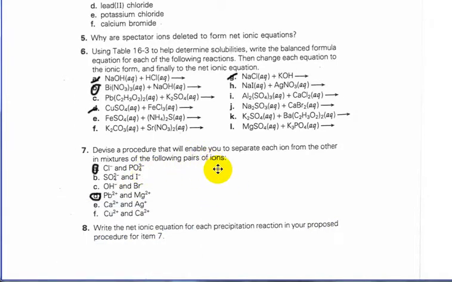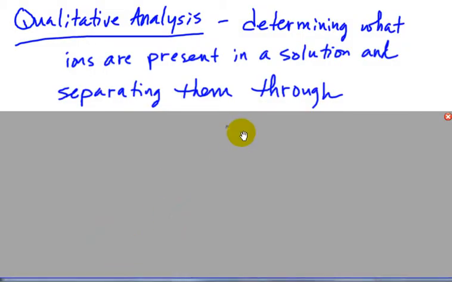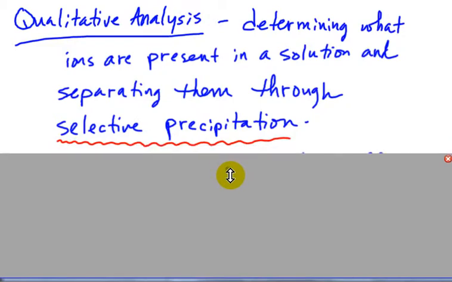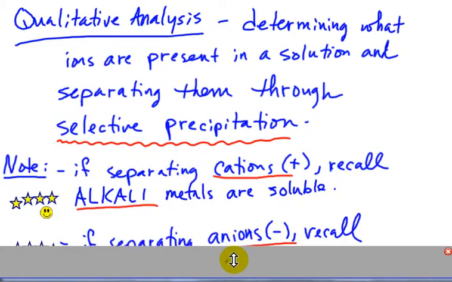So here, devise a procedure that enables you to separate chloride and phosphate from each other. Before we do that, we should look at what in fact we're doing here. It's qualitative analysis, determining what ions are present in a solution and looking at separating them by selective precipitation. So making one of them turn into a PPT, filtering it off, and then leaving the other ion in solution. That's in fact what we're doing.